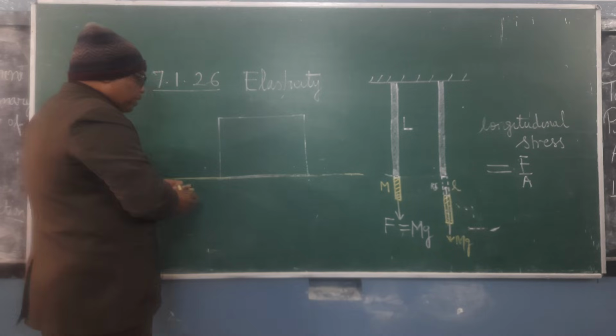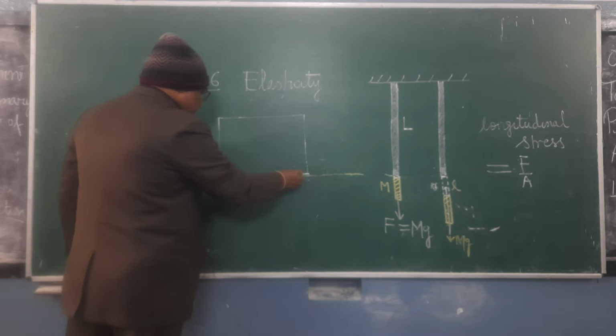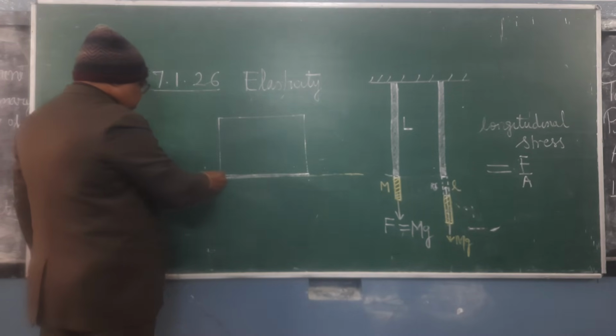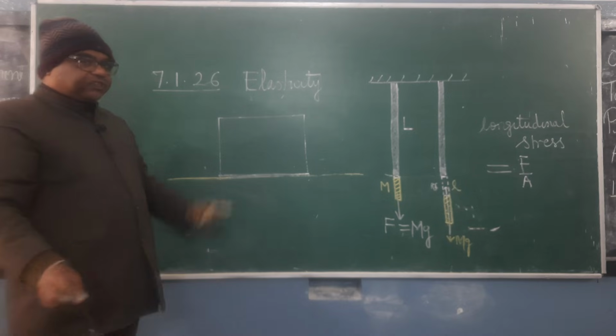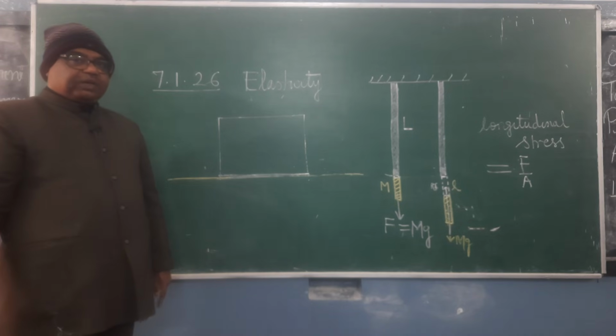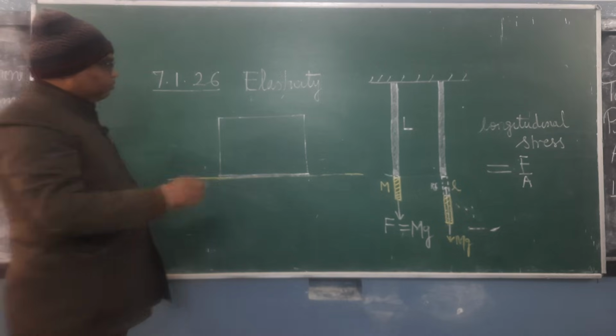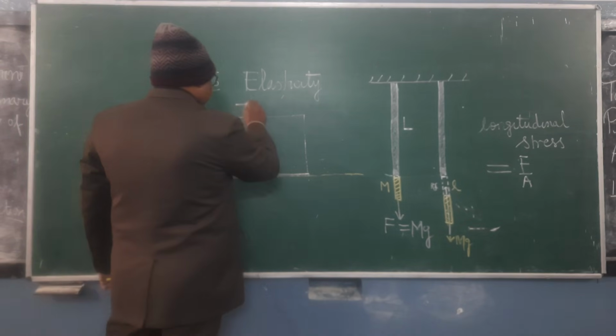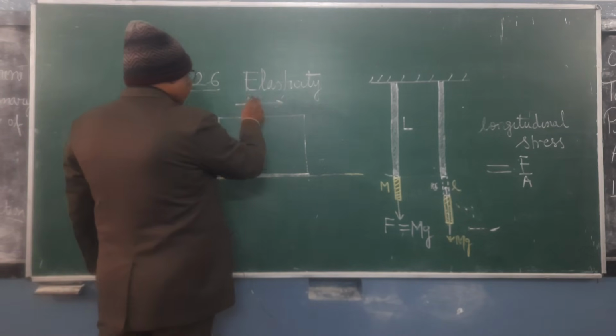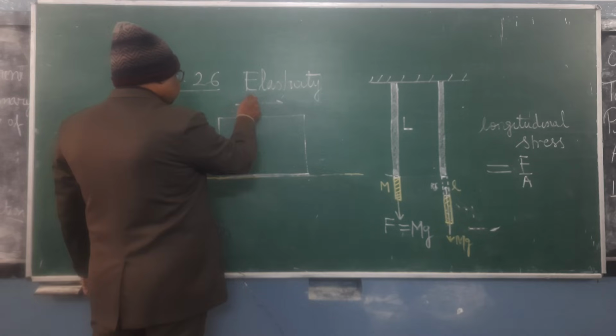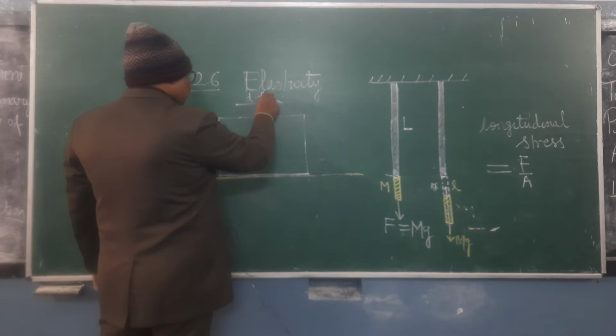The lower face of the body has been fixed. The lower surface of the body has been fixed. The body is of cuboid shape. Now some force is applied on the upper surface in the forward direction in a tangential way.